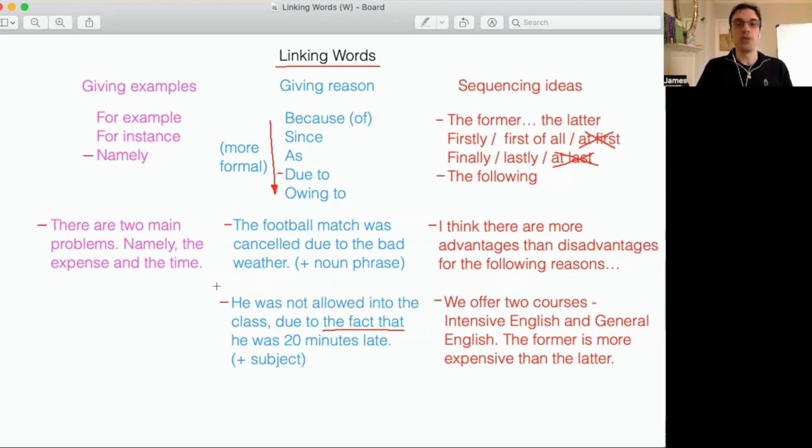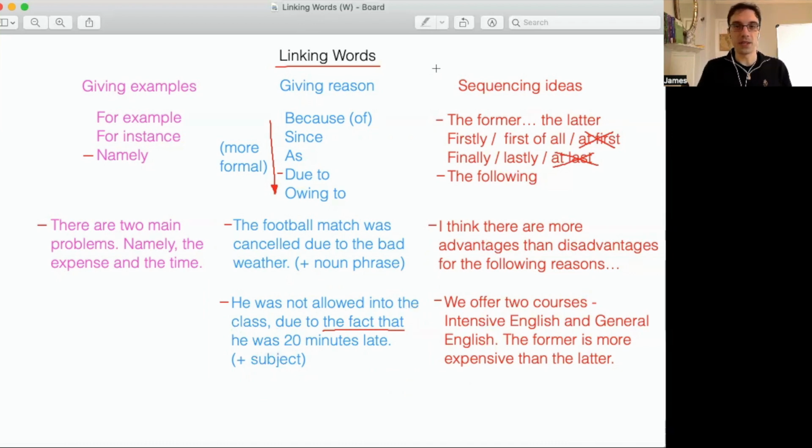If you want to do that, you actually have to add a few more words, and they are the fact that. So for example, he was not allowed into class. Why? Due to the fact that he was 20 minutes late, okay? And then you can follow it with the subject he, okay? Right, so moving on to the last category.